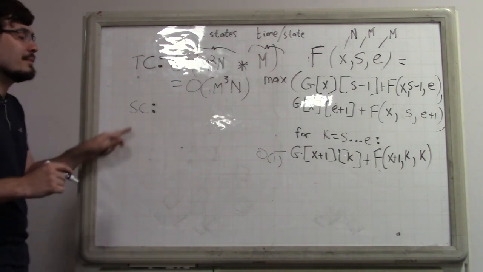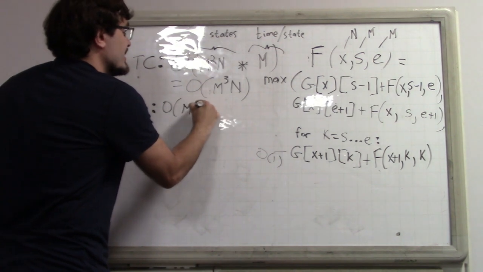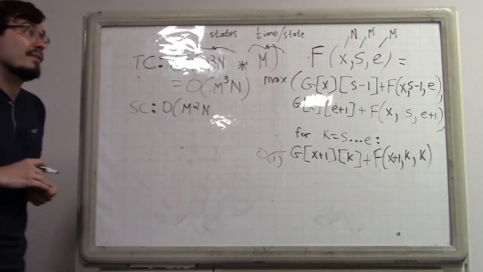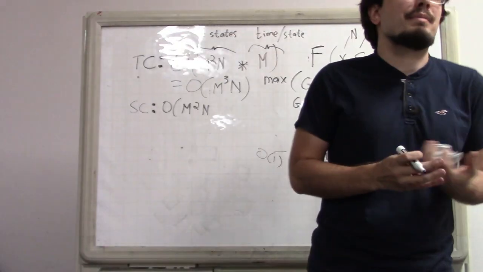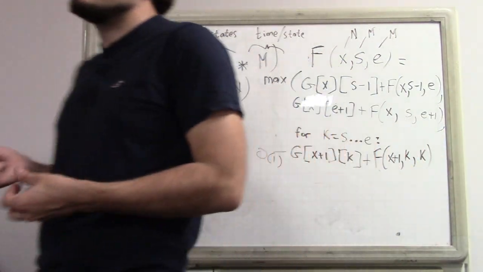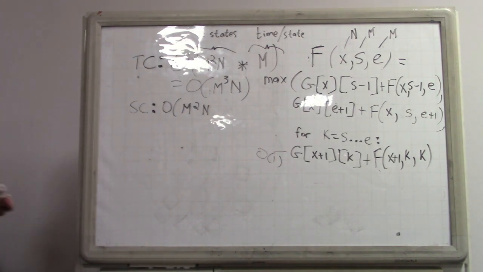By the way, what is the space complexity here? It's actually order m squared n, right? It's the number of states. The amount of space per state is still order 1, because we're still storing a value, or maybe a value in a direction if we want to recover the path. That's still all we're storing per state.